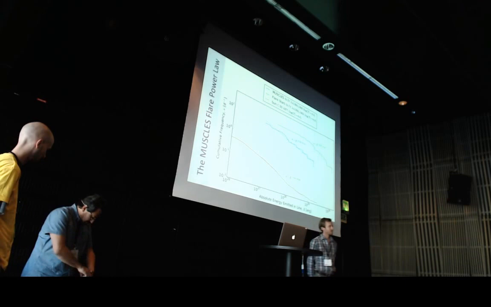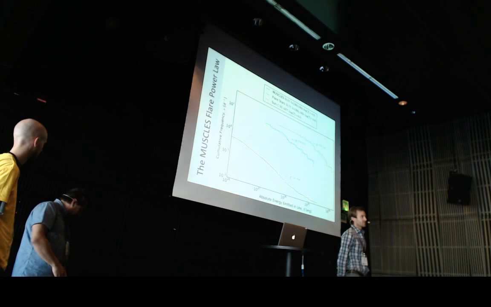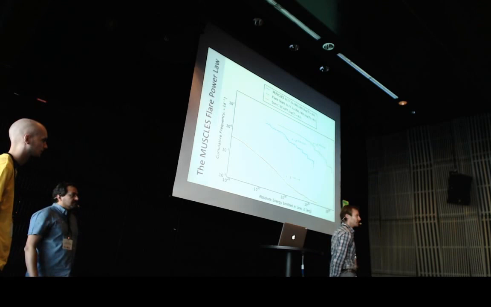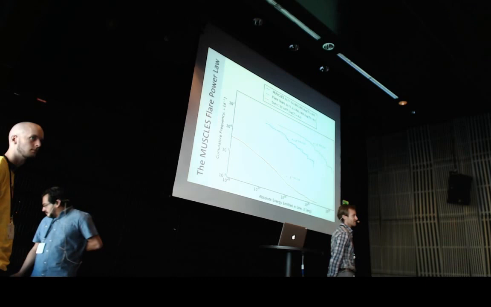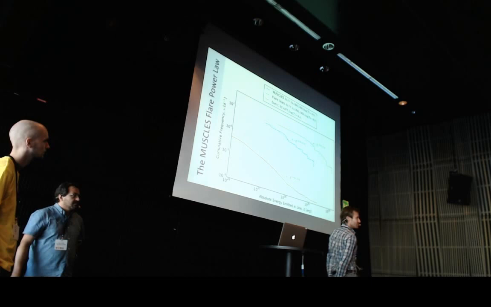I pulled these data from a catalog that was made from the EVE instrument for carbon 3 flares in the extreme ultraviolet on the sun. And so I don't know why the distribution flattens out at the high energy ranges.